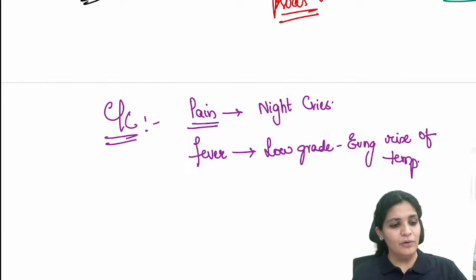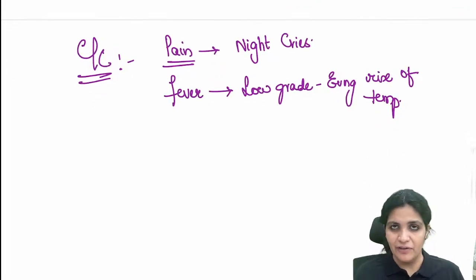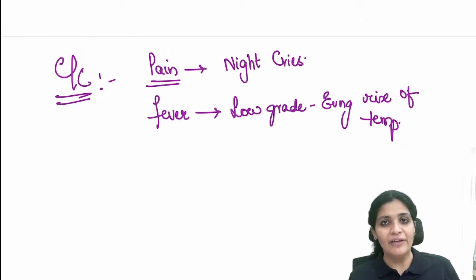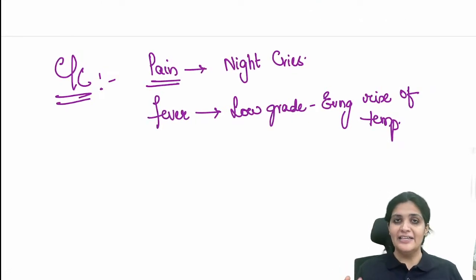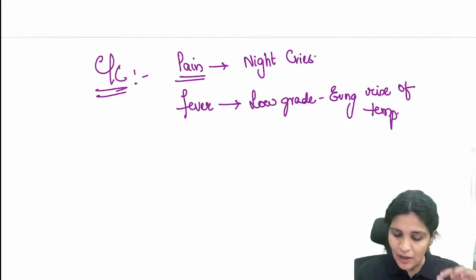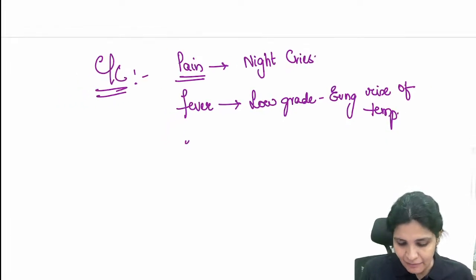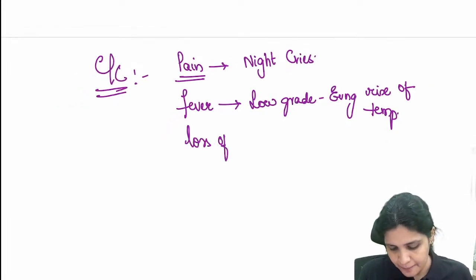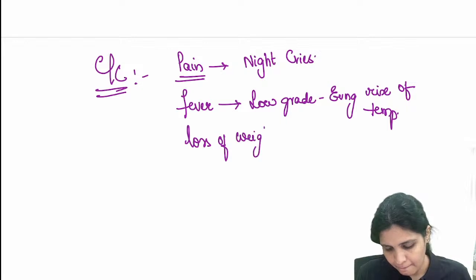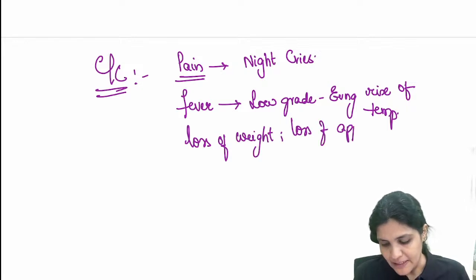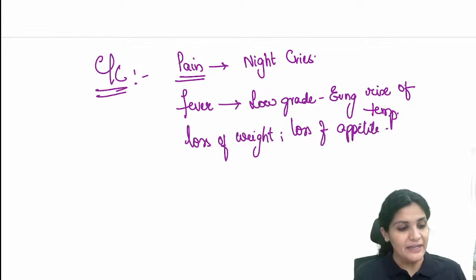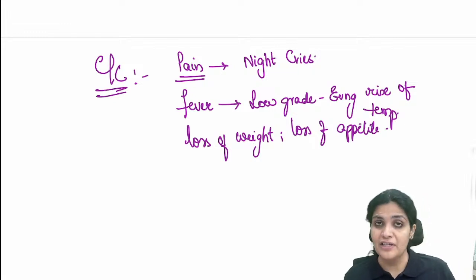And then they will have fever, which is supposed to be a very low grade fever, and that is usually seen as what we call a rise of temperature. So these two are very, very specific. And then they will have loss of weight, and then they will have loss of appetite. Loss of weight and loss of appetite, these are the two important ones.